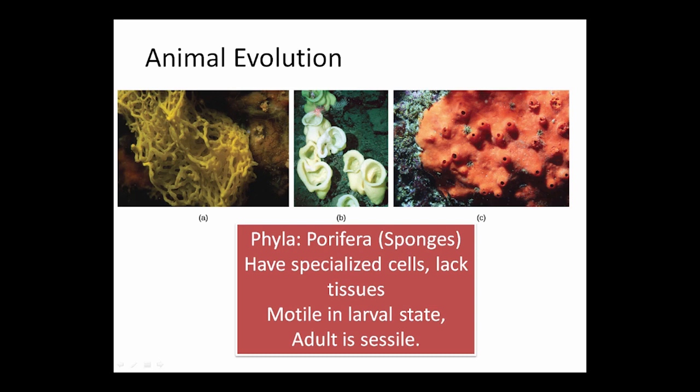They have specialized cells, but they do lack specialized tissues. And in their adult state, they are sessile. However, in their larval state, they are free swimming, and that's where they are going to be motile. At one time, they thought that sponges were plants, but upon closer identification study, they were determined to be animals because of their feeding mechanism.